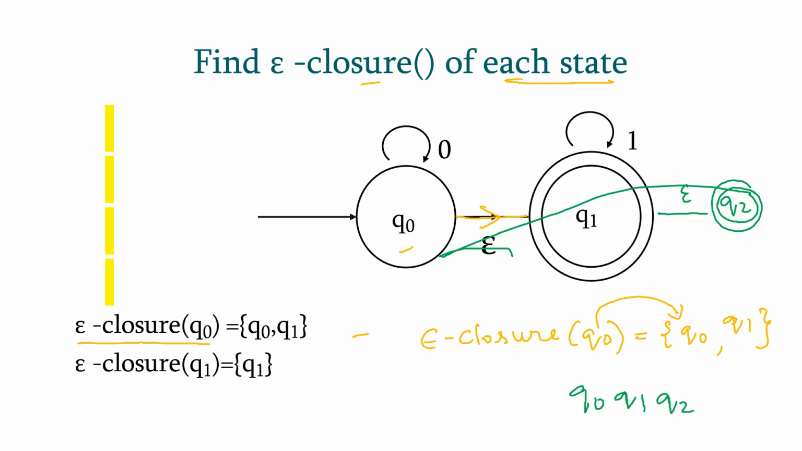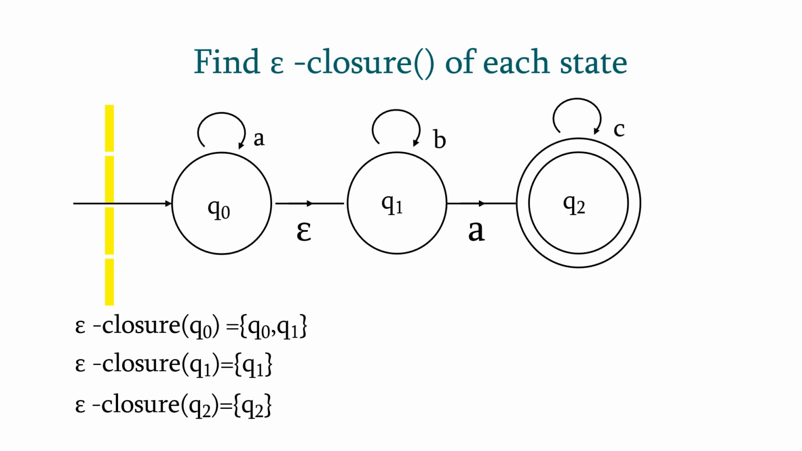So epsilon closure of q1 is nothing but q1, because first I need to write the state itself. Again we don't have any epsilon moves on q1, that's why q1 alone. Okay, epsilon closure of each state.